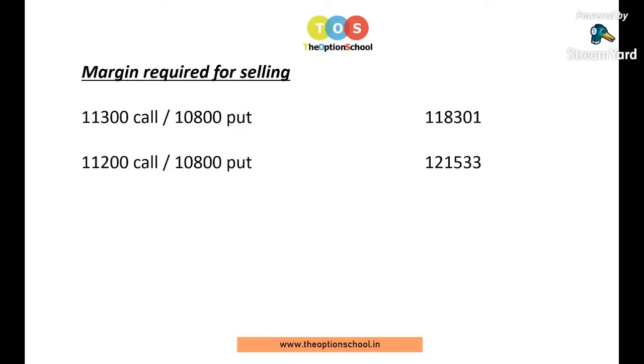Similarly, if you do 11,200 call with 10,800 put, here if you see it is 1,21,000 rupees. Now this is very interesting to see that in this case the margin required is slightly higher compared to the earlier position. Can anybody tell me why? In this case the upper strike is 11,300 versus 10,800. The margin required is 1,18,000.